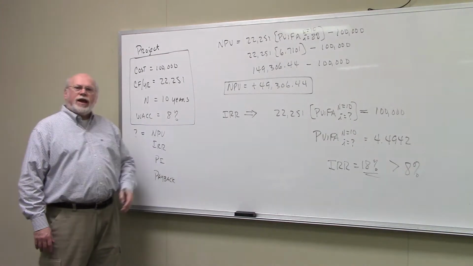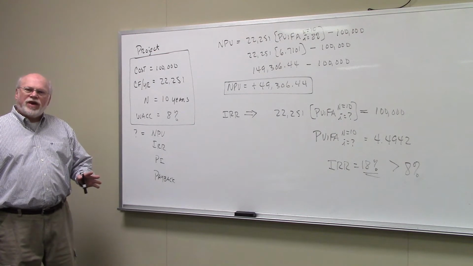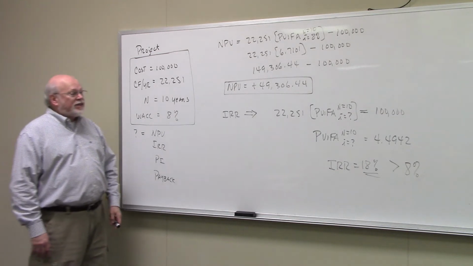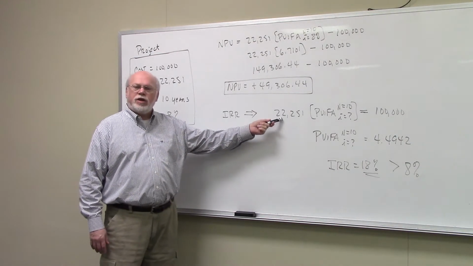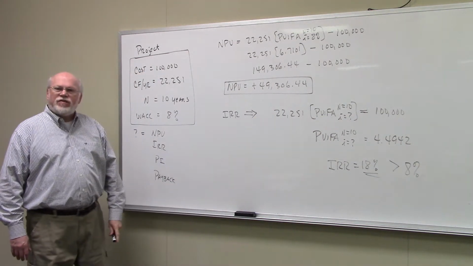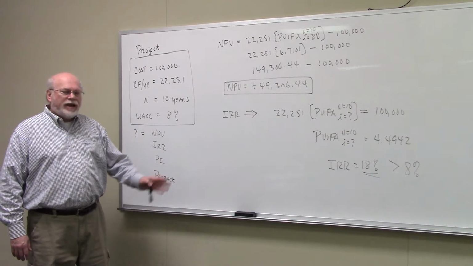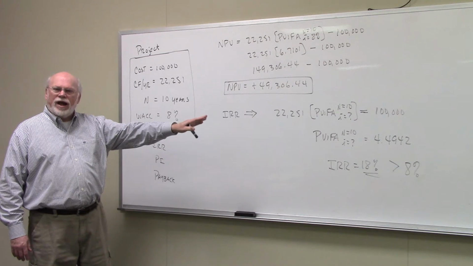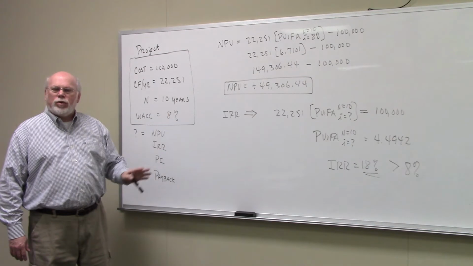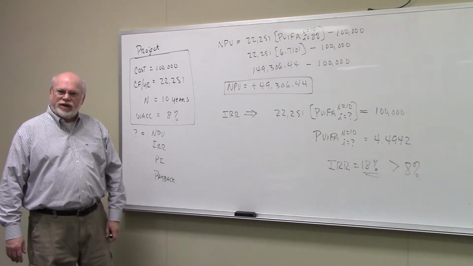Internal rate of return. Internal rate of return is defined as the interest rate that sets the present value of the inflows equal to the present value of the outflows. In this case, our inflows are $22,251. That's an annuity, which we find the present value of by multiplying it by our PVIFA. N is equal to 10, but it's the little i that we're actually looking for. And whatever that is on the left-hand side, we want it to equal the present value of the outflows, the initial investment, which is $100,000 in this case.